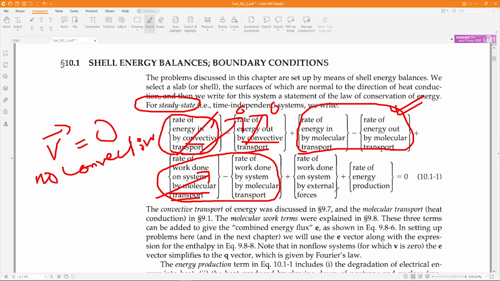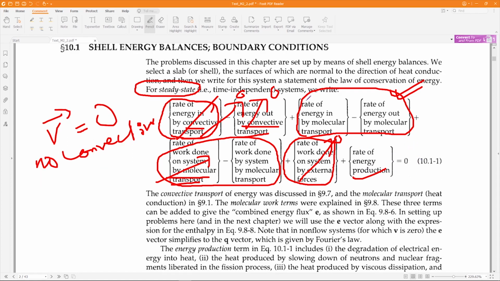Rate of work done on the system by external forces. As in momentum balances, we consider gravitation, right? Or centrifugal force. So this part is also missing in most of the cases. Only this term will be there, rate of energy production. So for simplicity, this will be your shell energy balance form: rate of energy in minus rate of energy out by molecular transport plus rate of energy production, or energy generation. Okay, so remember this.